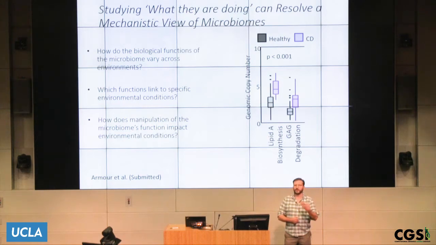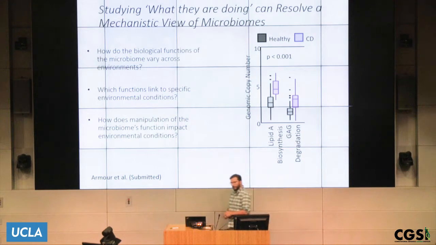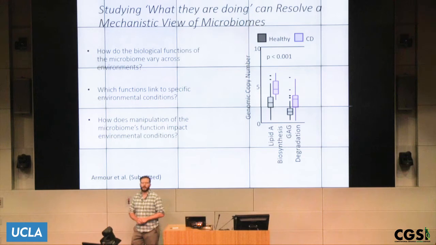Lipid A is a pro-inflammatory compound that certain microorganisms secrete and has been shown to play a role in intestinal inflammation. Glycosaminoglycans, it's a mouthful to say, glycosaminoglycans are integral components of the mucosa. And those microorganisms that degrade GAGs, as they're called, have also been shown to play a role in the promotion of inflammatory bowel disease severity at the very least.